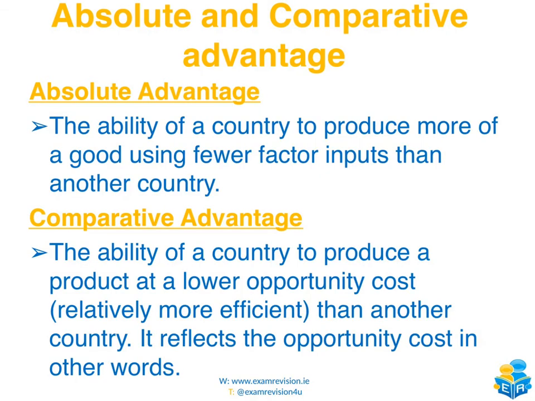So first and foremost, we're going to look at absolute and comparative advantage. Absolute advantage is the ability of a country to produce more of a good using fewer factor inputs than another country. So what that basically means is they are better at producing or more efficient at producing goods. Comparative advantage is slightly different. It's the ability of a country to produce a product at a lower opportunity cost. So they're relatively more efficient. That's very important. Relatively more efficient than another country. So it reflects the opportunity cost, in other words.